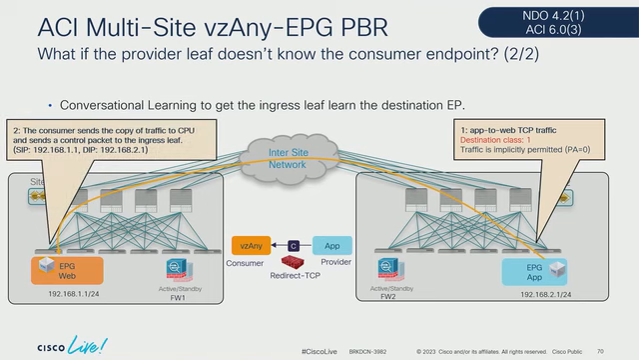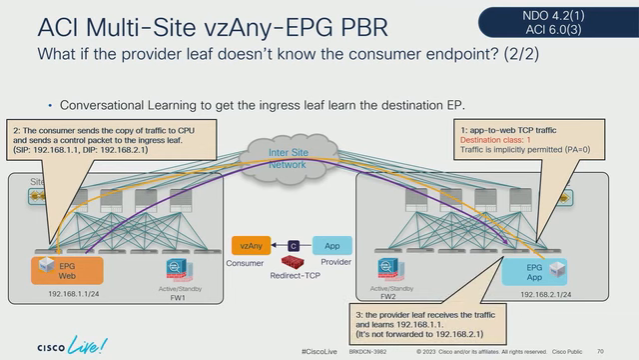At the same time, the destination consumer leaf generates a special control packet. Source is 1.1, destination is 2.1, so we flip the IP. Then the destination, which is the provider leaf, receives that special packet and learns 1.1, so the remaining traffic is not going to be hairpinned, because the provider leaf now applies policy since the consumer endpoint is resolved on the provider leaf. So in a nutshell, even if the provider leaf doesn't know the destination, the initial couple of packets will be hairpinned, but after conversational learning there is no unnecessary traffic hairpinning. This is how we ensure VZNE to EPG PBR works with provider-side enforcement.